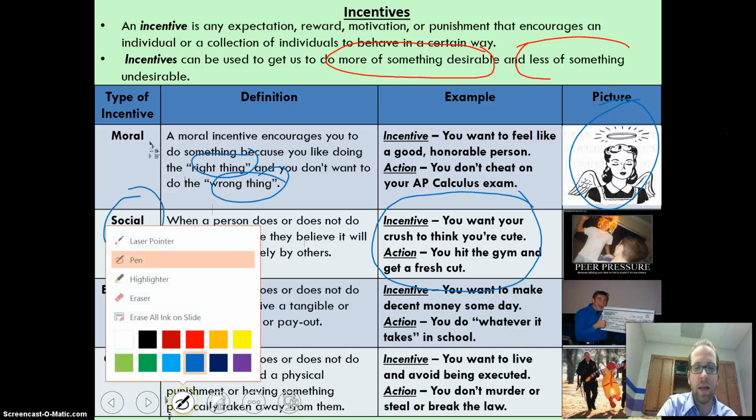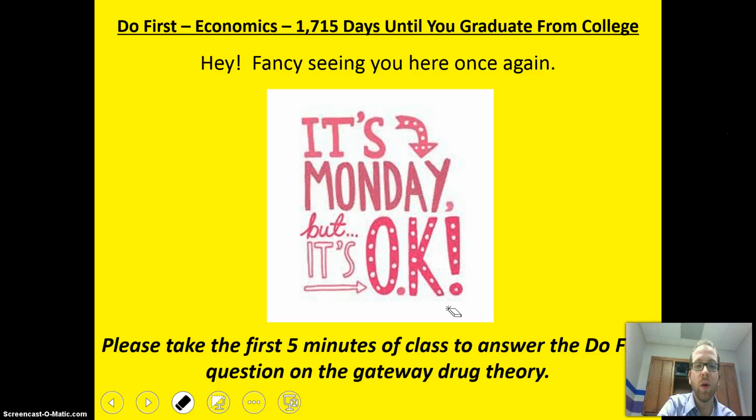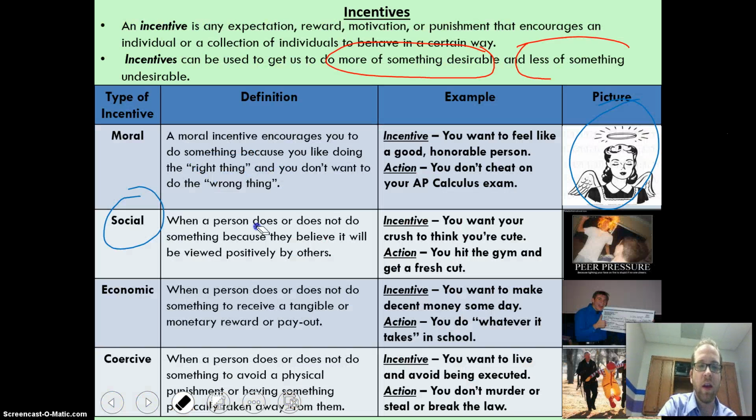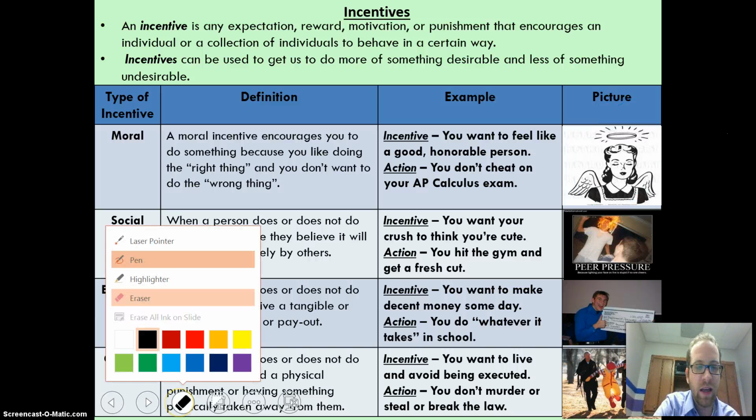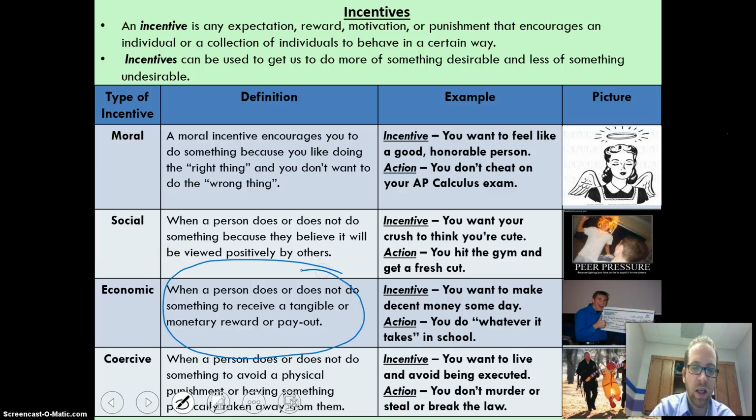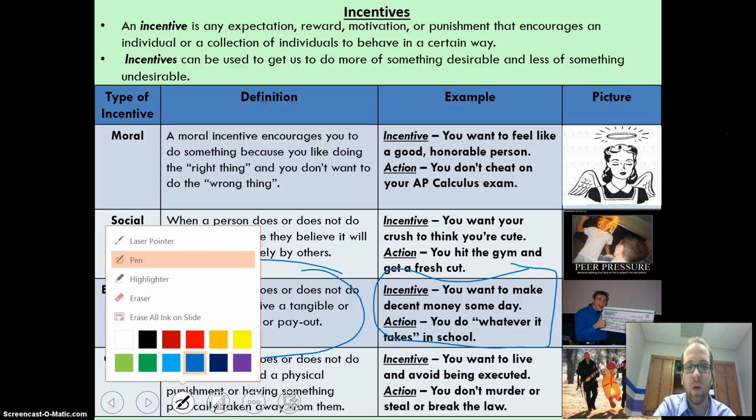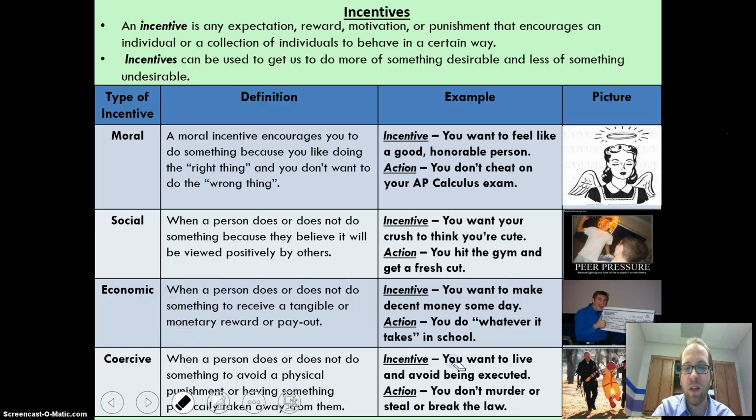Next up, economic incentives. This is pretty straightforward. Economic incentives are there whenever you get something tangible in return for your behavior. This could be money, it could be gold, it could be a car, it could be a kiss. Something tangible as a reward for your behavior. So you want to be rich someday, so you get really good grades in school, because that's how you know you're going to be rich. So being rich was the incentive to get good grades in school.